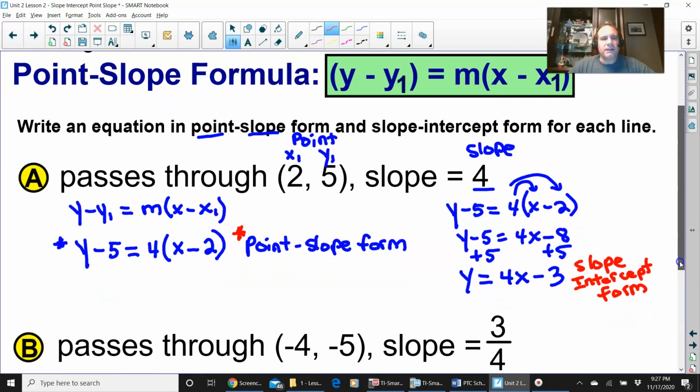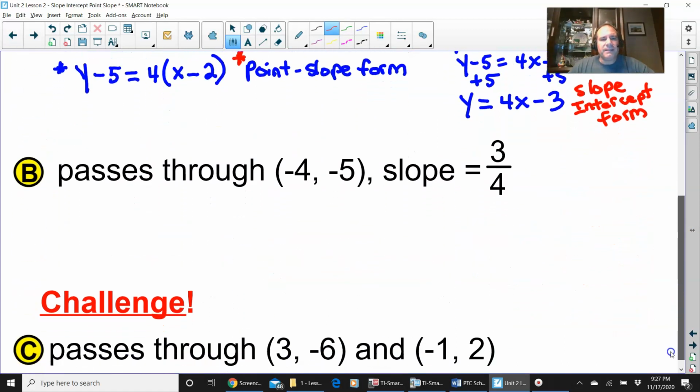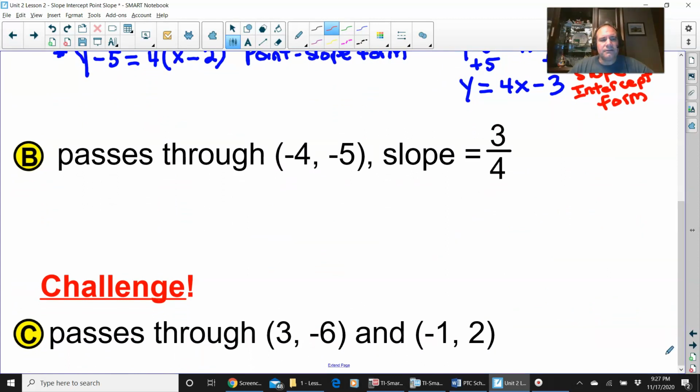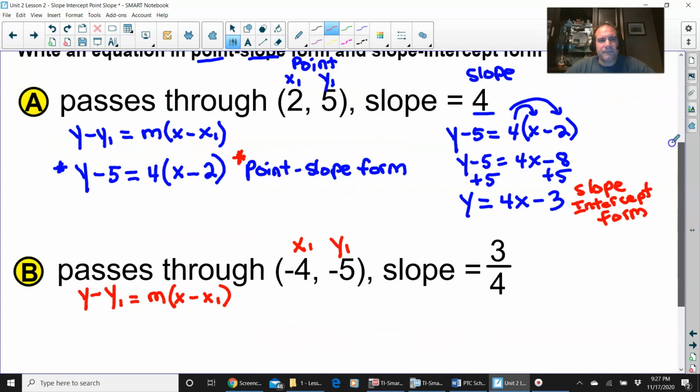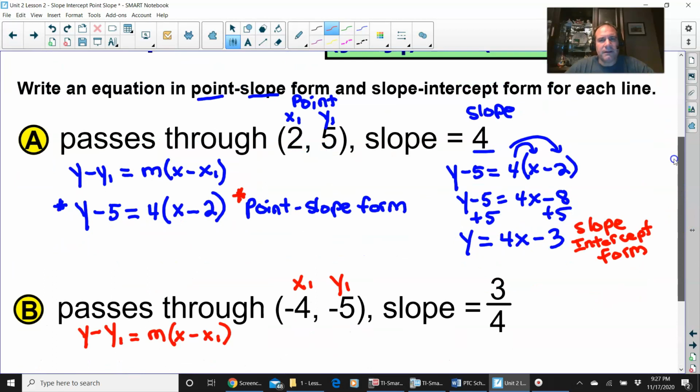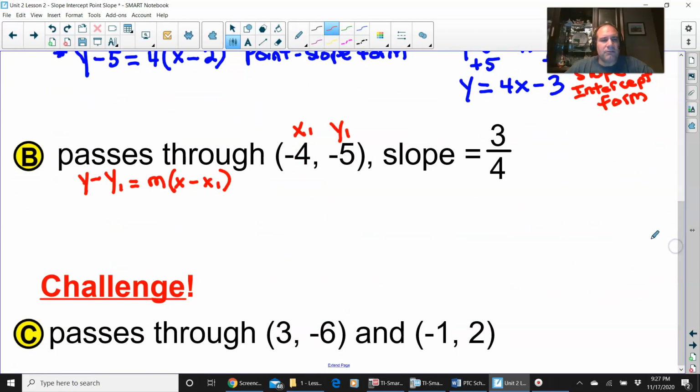All right, so here we go. We are going to do B and try C. Press pause, try the problems now. Okay, so we have a point and the slope. We have to write down the point slope formula. It's up there, right? So here we go. We're going to substitute in y minus, from the formula, y1 is a negative 5.